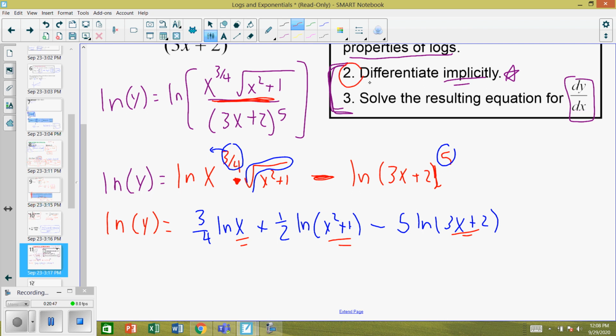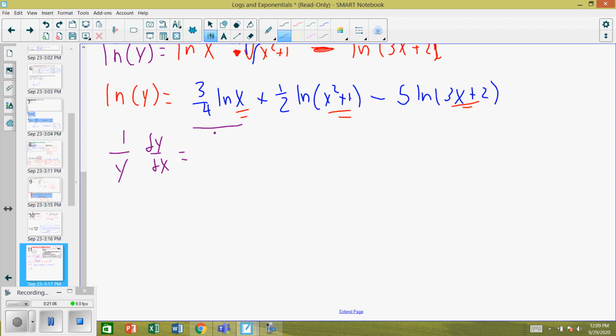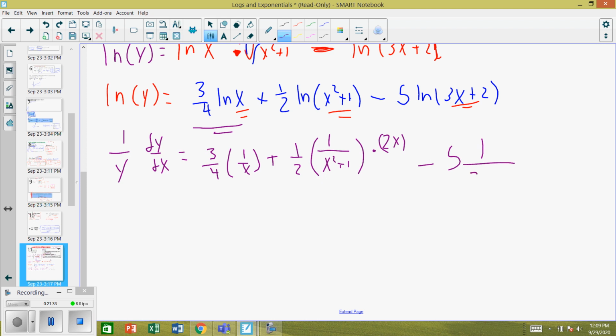And now step 2 says to differentiate implicitly. So the derivative of ln of y is going to be just 1 over y dy over dx, because this is implicit. And on the right side, let's take the derivative of each of these pieces. So this is going to be 3/4 times 1 over x, plus 1/2. And the derivative of ln of this is going to be 1 over x squared plus 1, and then times the derivative of the inside, which is going to be 2x. Minus, and this is going to be 5 times 1 over 3x plus 2, and then times the derivative of the inside, which is just going to be 3.